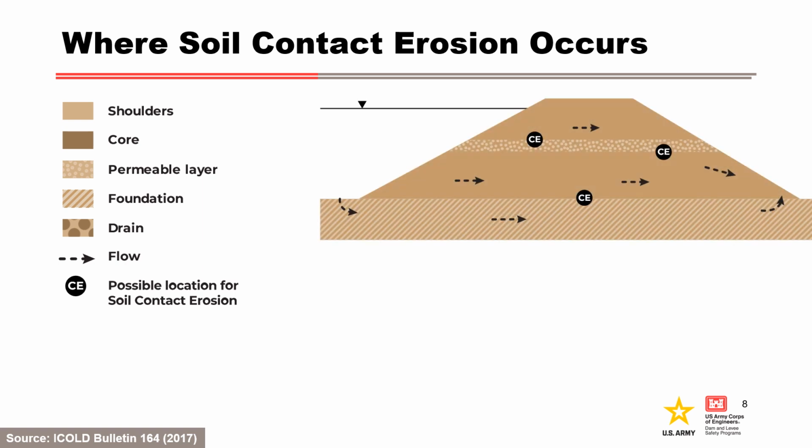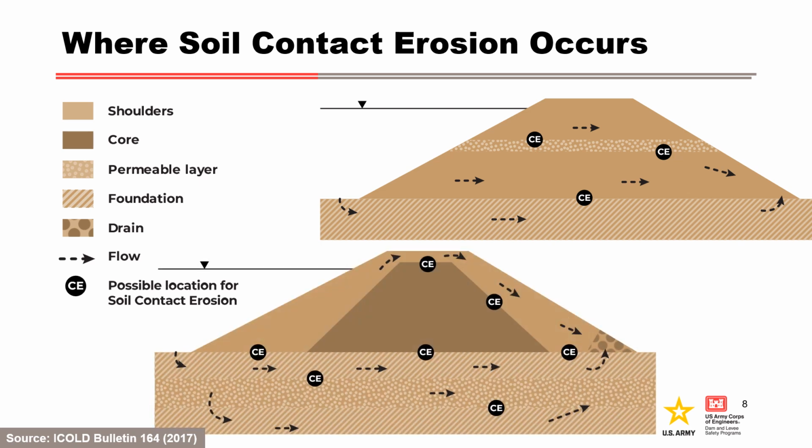In this figure, a homogeneous embankment dam is shown, with the potential for soil contact erosion at a layered fill due to segregation during construction, and at the interface with a coarse foundation soil. In the bottom figure, a zoned embankment dam is shown, with the potential for soil contact erosion at high reservoir levels above the core, and for erosion into coarse layers in the foundation.